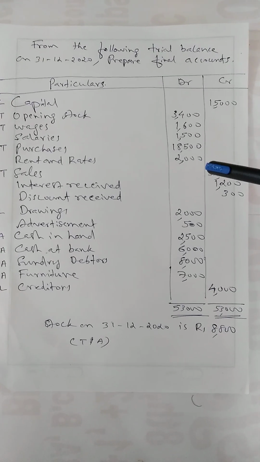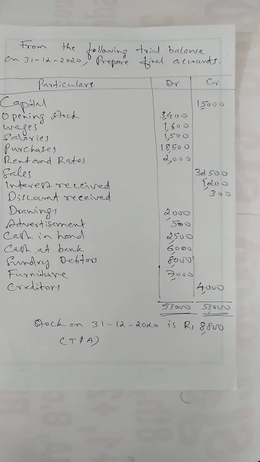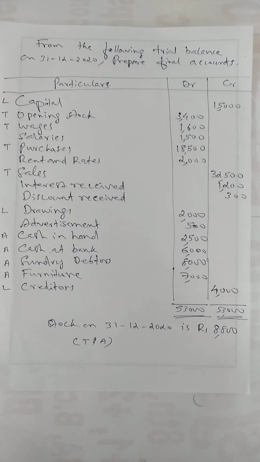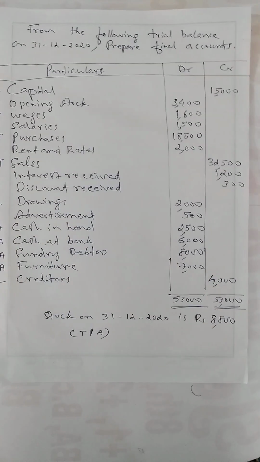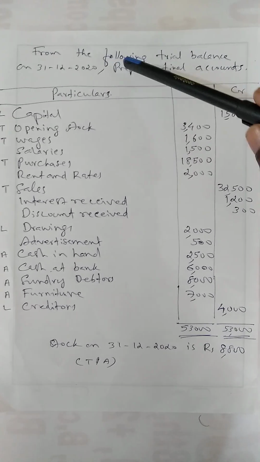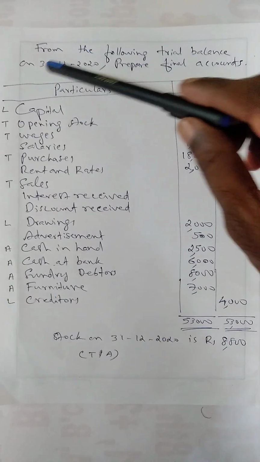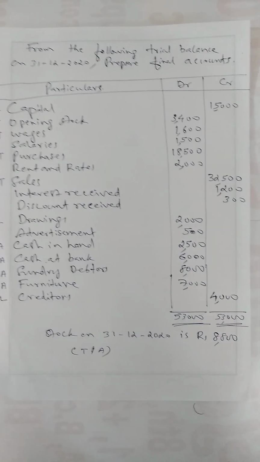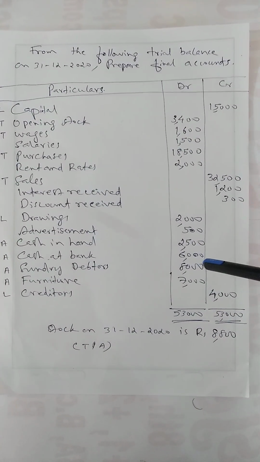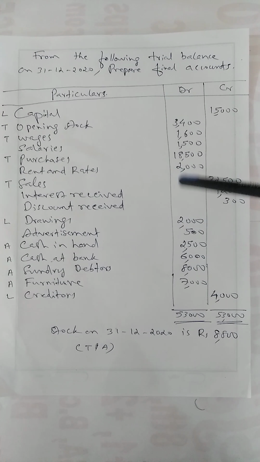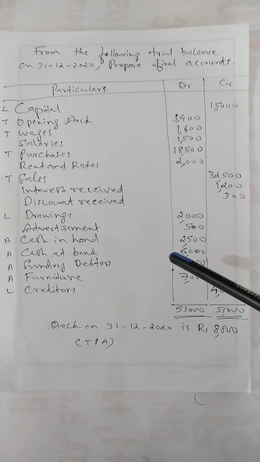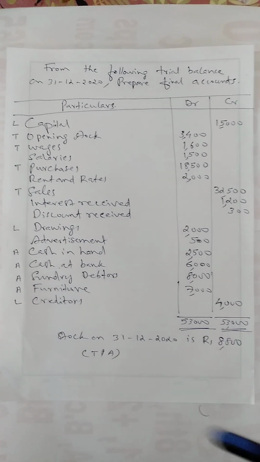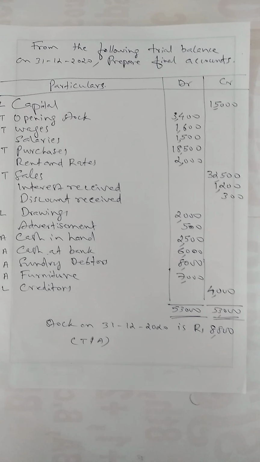Now we discuss how to prepare a trading account, profit and loss account and balance sheet. That means final accounts from a question. Here is a question. From the following trial balance on 31st December 2020, prepare final accounts. Okay, so a trial balance is given to you. And besides this trial balance, that means outside this trial balance, a separate item is also given. On the basis of that, we have to prepare the final accounts.